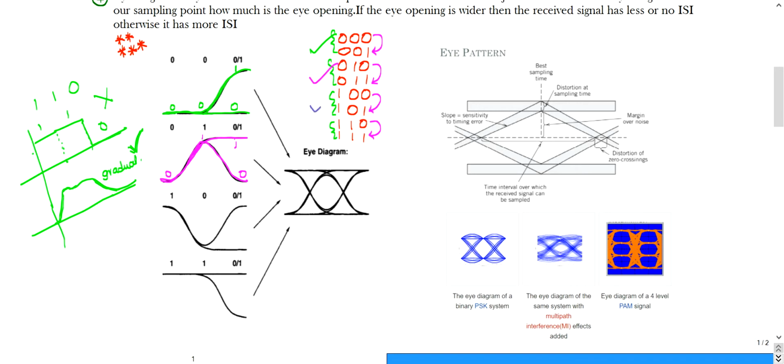1 0 0, 1 0 1. Let us plot 1, then slowly it becomes 0, then 1 0 0, then 1 0 0. This is 1, this is 0, this is 0. If somebody wants 1 0 1, the first two will not change. 1 0, then finally it will become 1.